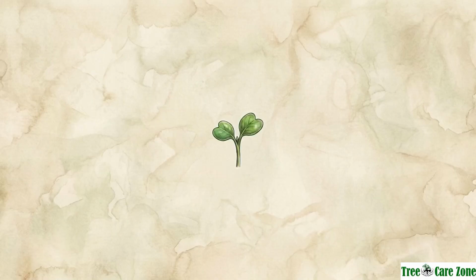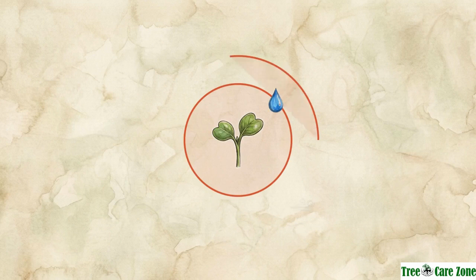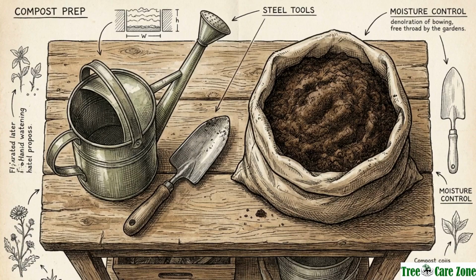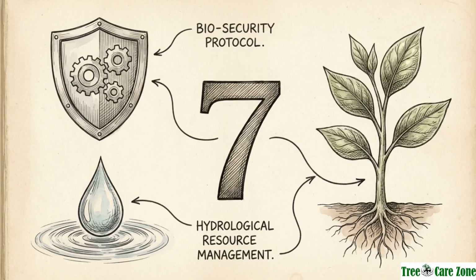Pathogens rely on three specific variables to take hold: lingering moisture on the foliage, stagnant air around the stems, and existing physical stress within the plant. Gather your compost and a watering tool. We are going to build a 7-step organic defense framework designed to eliminate those conditions entirely.